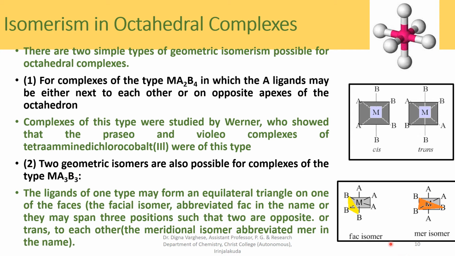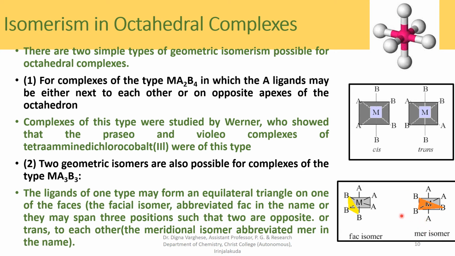Here you can see both 3 A are on the same side, and here also both B are on the same side. That means it forms one type of equilateral triangle on one of the faces, that is the facial isomer. It is abbreviated as FAC in the name, or they may span. Okay, here in the other case, both A atoms are in adjacent positions and both B atoms are adjacent, but one B is just opposite to the other. Here one A is just opposite to the other. Here you can see an equilateral triangle can form in this way, that is, the three positions such that two are opposite or trans to each other. Such an isomer is known as the meridional isomer, abbreviated as MER in the name.